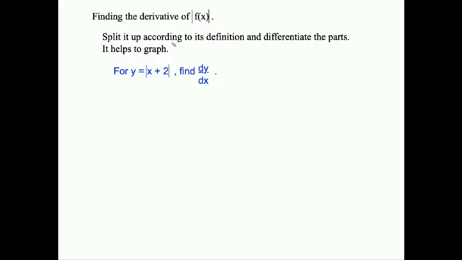Now what we're going to do is find the derivative of the absolute value of a function. Well, what we're going to do here is actually look at the definition of absolute value, split it up into parts if necessary, and then find the derivative of those different parts.